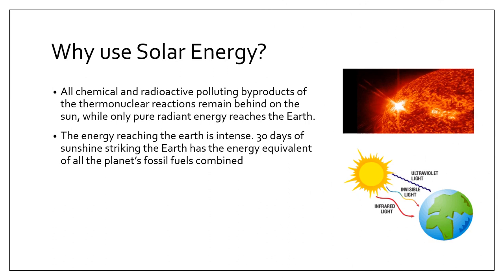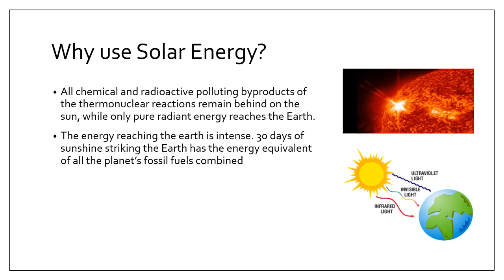Okay, so why do we want to use solar energy? Solar energy is pretty safe, because all of the chemical reaction, radioactive pollution, all of these byproducts are left with the sun over there. They don't come to Earth, they all stay right there. So we get only pure radiation, which is your radiant energy, getting to the surface, 47% of it.